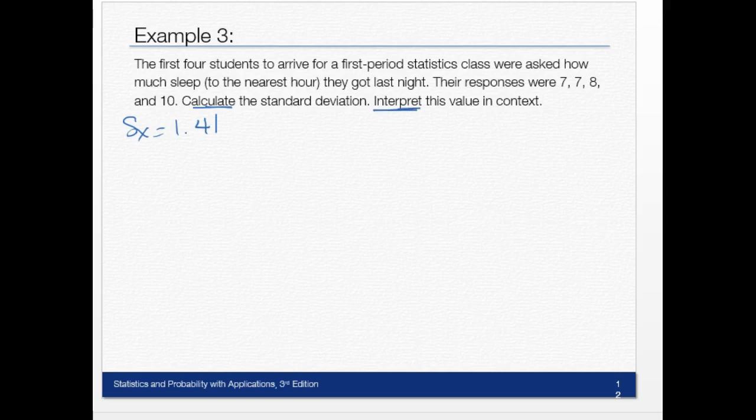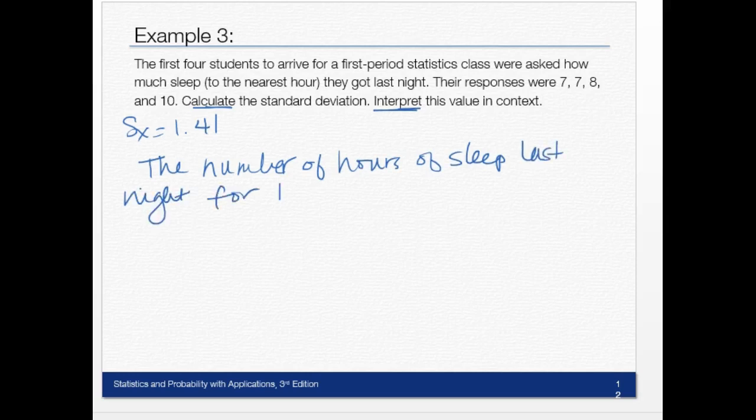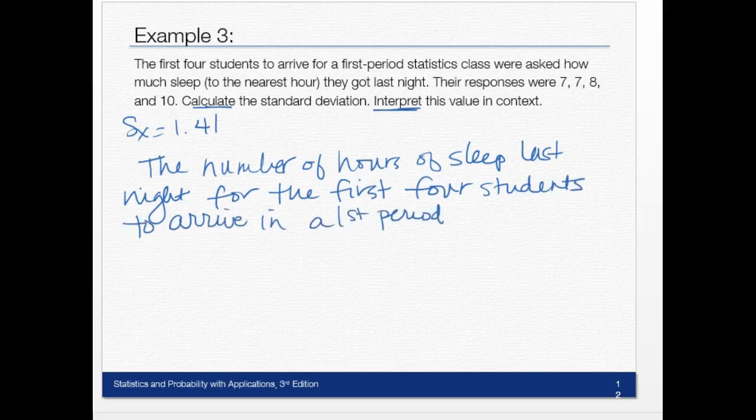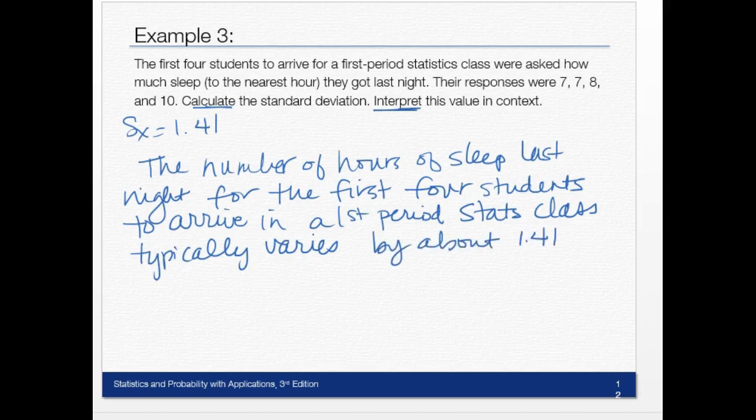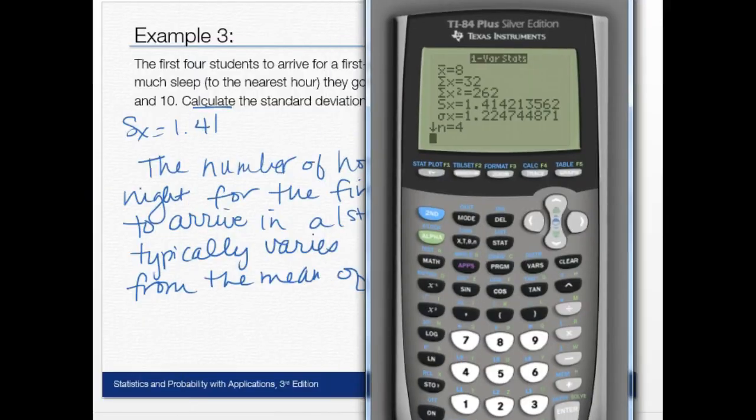Okay, so look at this. This is the way it would be. The number of hours of sleep last night for the first 4 students who arrived in a first period stats class typically varies by about 1.41 hours from the mean of 8 hours. Now, if you're wondering how I knew the mean, well, the mean was on our first screen. See the x bar equals 8? It's right there. That's how I knew what the mean was.